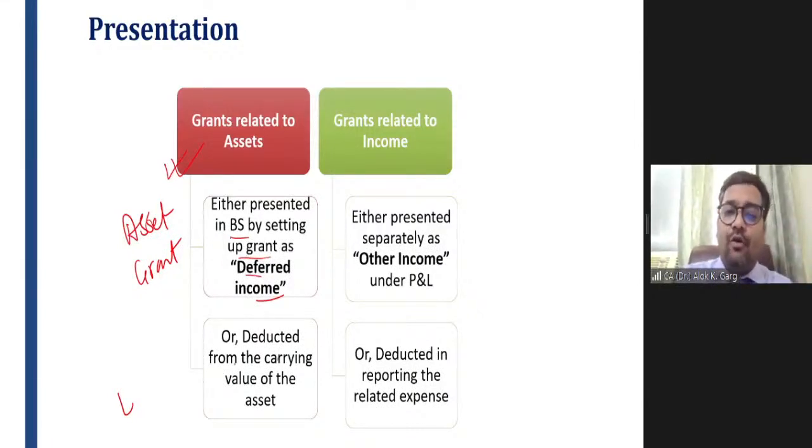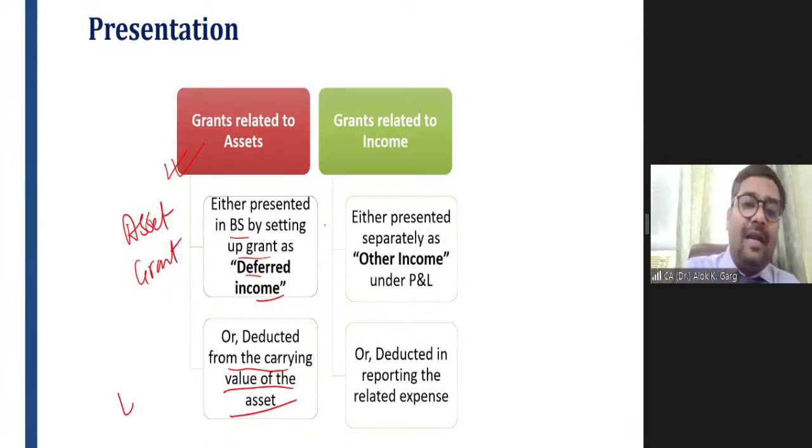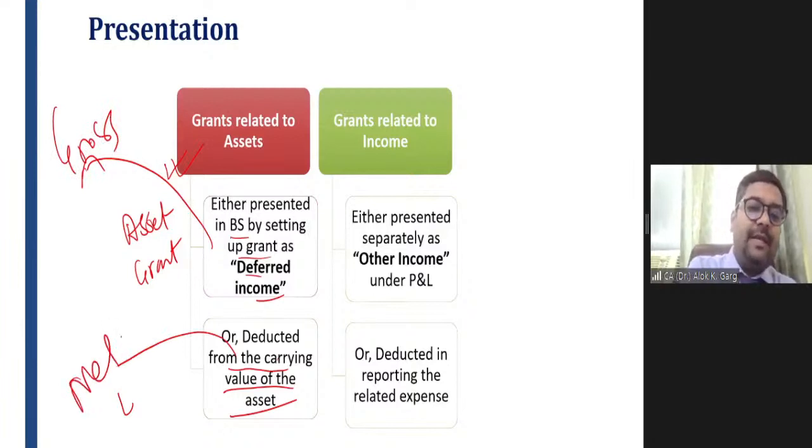What is a net approach? Or deducted from the carrying value of the asset. The second approach is if the non-monetary asset is given free of cost, it should be at nominal value like 1 rupee. But if the government has given some money for the purchase or acquisition of that asset, then from the carrying value of that asset, like 50 lakh rupees, this 20 lakh rupees can be reduced. So this is known as a deductive approach. So I can call this approach a gross approach. I can call this approach a net approach.